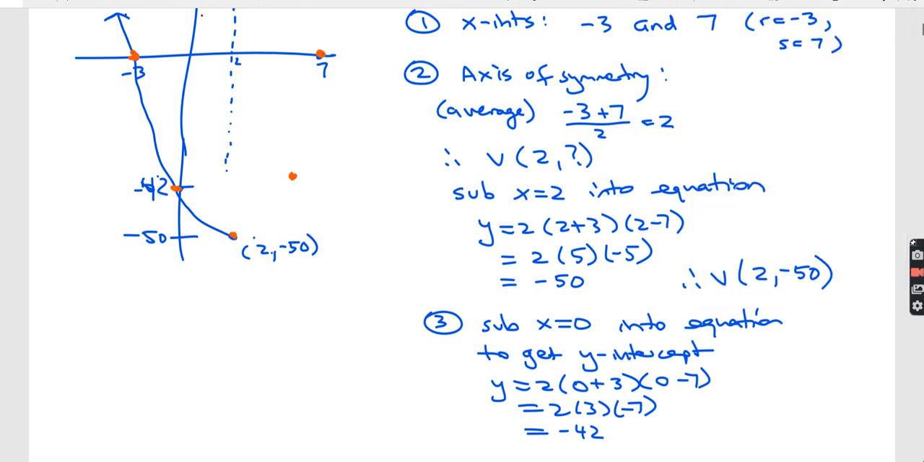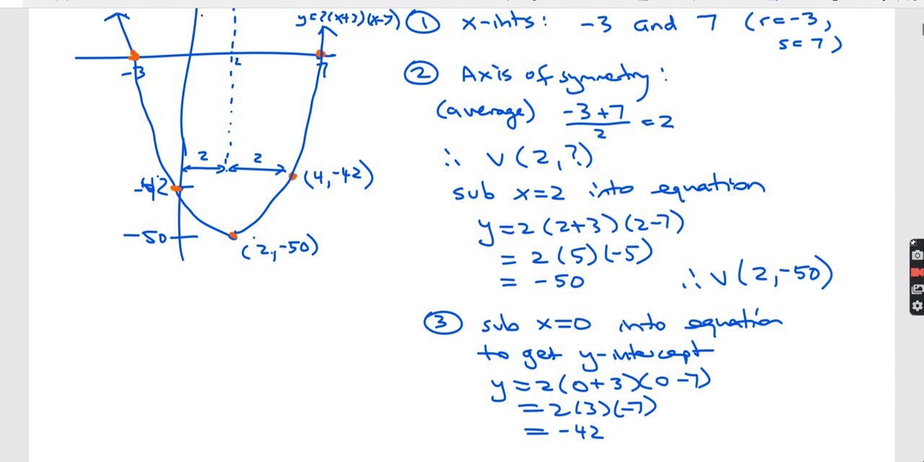So what point will this be? Well, I know that from the y-axis to the axis of symmetry is 2 units. So that means that from the axis of symmetry to here would also be 2 units. And so that makes it the point 4, negative 42. It's the mirror image of the y-intercept. And now I can connect the dots, and I have the entire parabola. Write the equation next to it. This is 2x plus 3x minus 7.